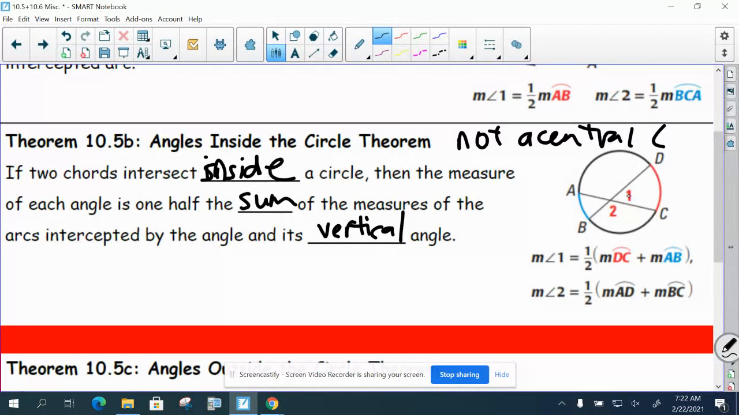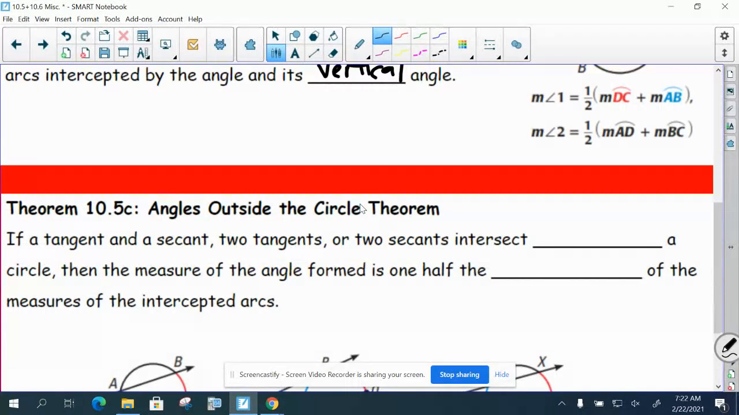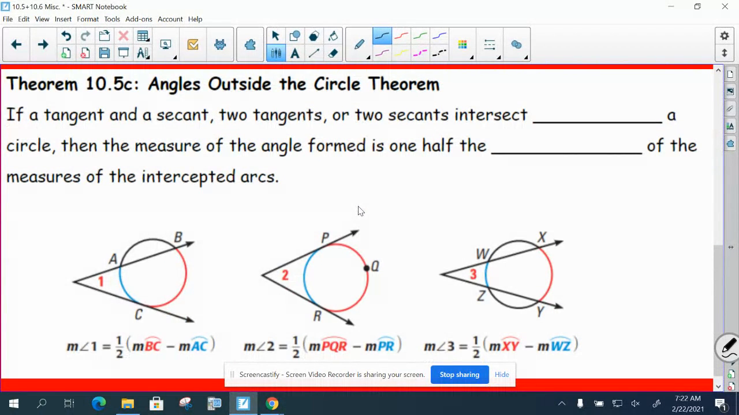Notice that whatever angle 1 is, that's what this angle is also, because they're vertical angles. Then whatever angle 2 is, that's also this angle. So it doesn't matter which one you're looking at, because they will both be the same. Not angle 2 and angle 1 won't be the same, just the vertical angles will be the same with each other. And then the last one is angles outside of a circle.